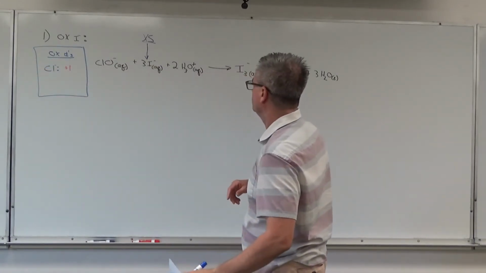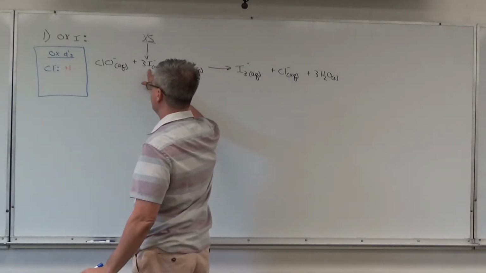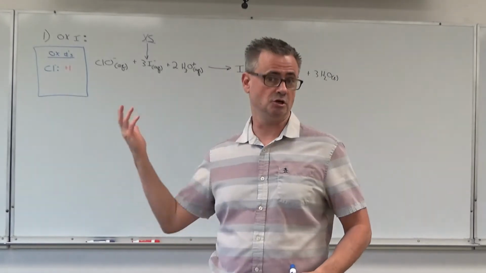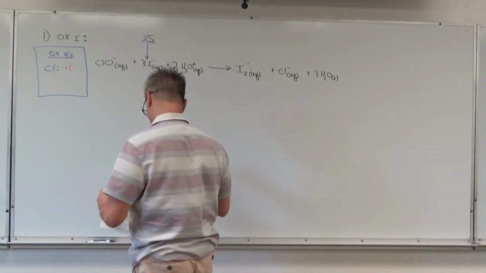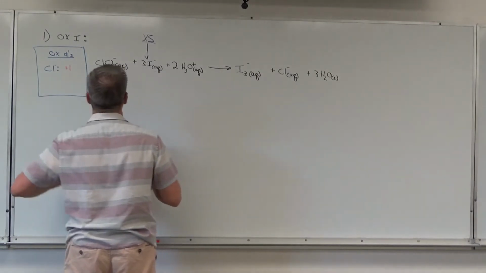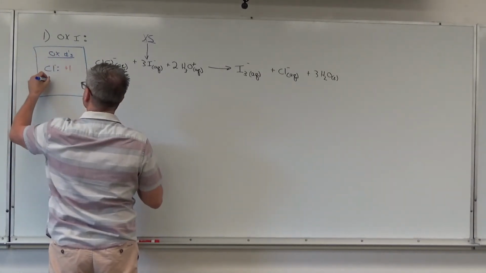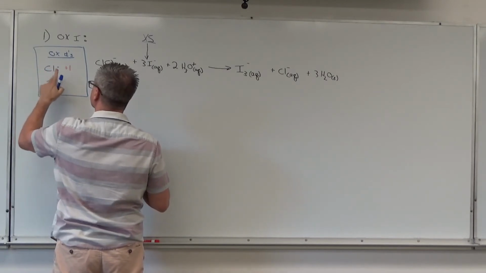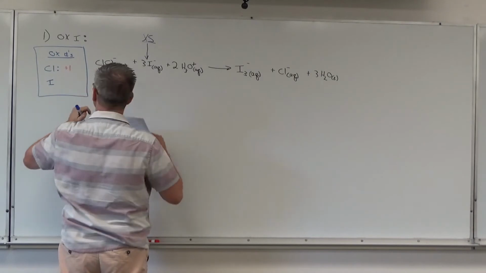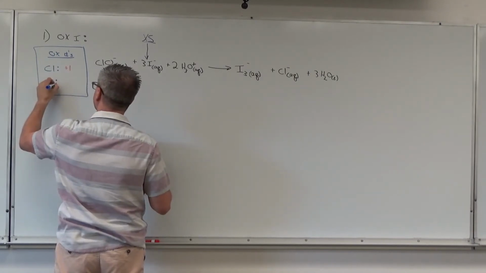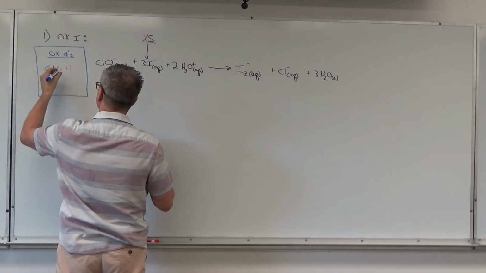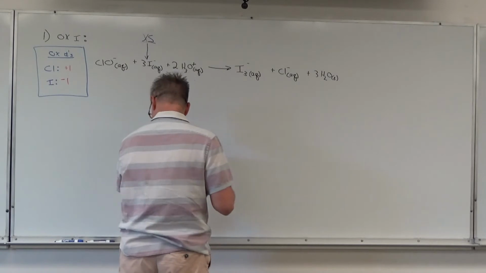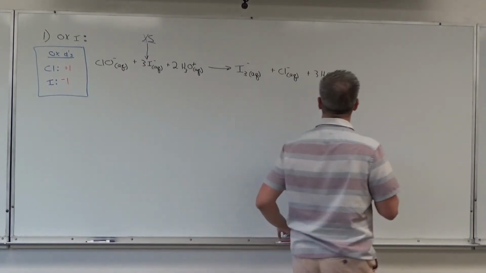And then how about the I minus? Well, if it's a monoatomic ion, the oxidation state just equals the charge of the ion. This is a monoatomic, one atom ion. So in that compound, the oxidation state of iodine is -1. All right, now let's do the same process over here on the product side.